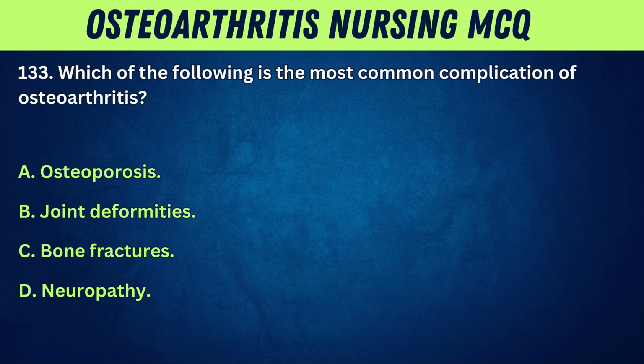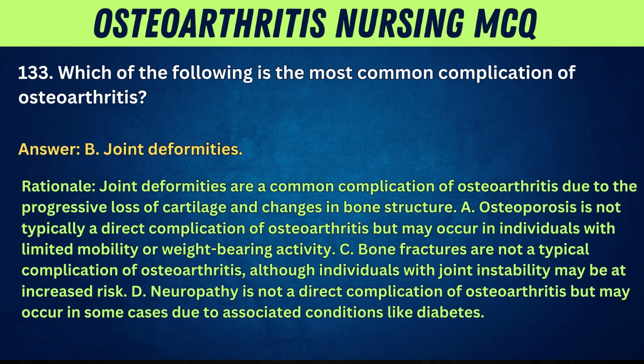133. Which of the following is the most common complication of osteoarthritis? A. Osteoporosis. B. Joint deformities. C. Bone fractures. D. Neuropathy. Answer: B. Joint deformities. Rationale: joint deformities are a common complication of osteoarthritis due to the progressive loss of cartilage and changes in bone structure.